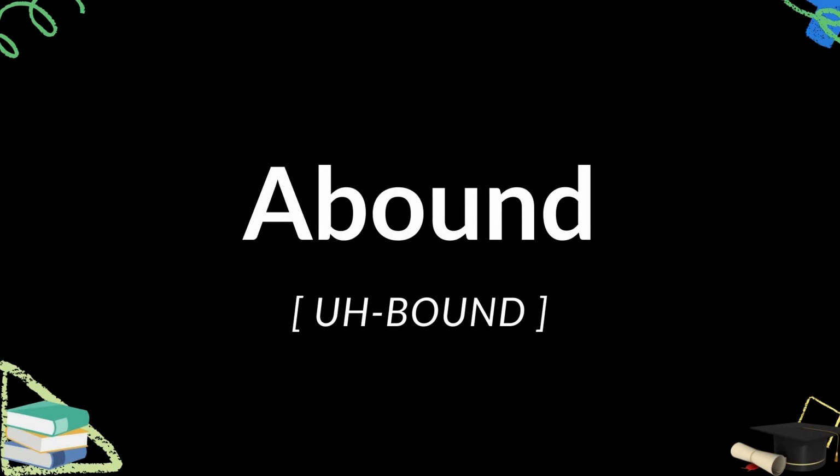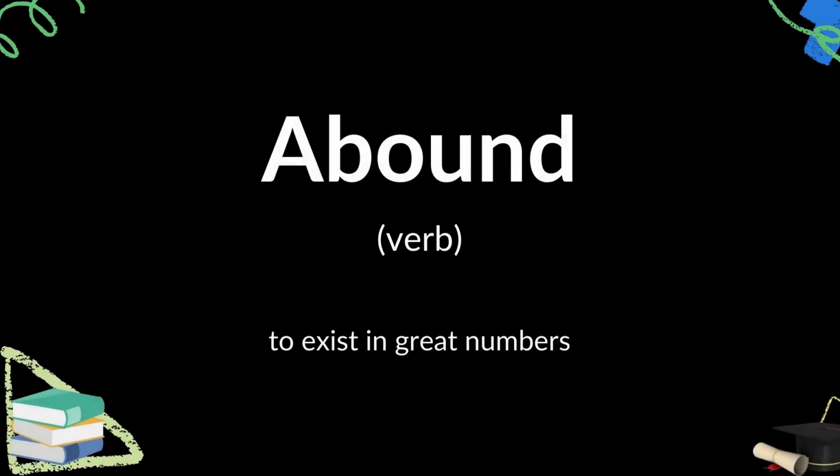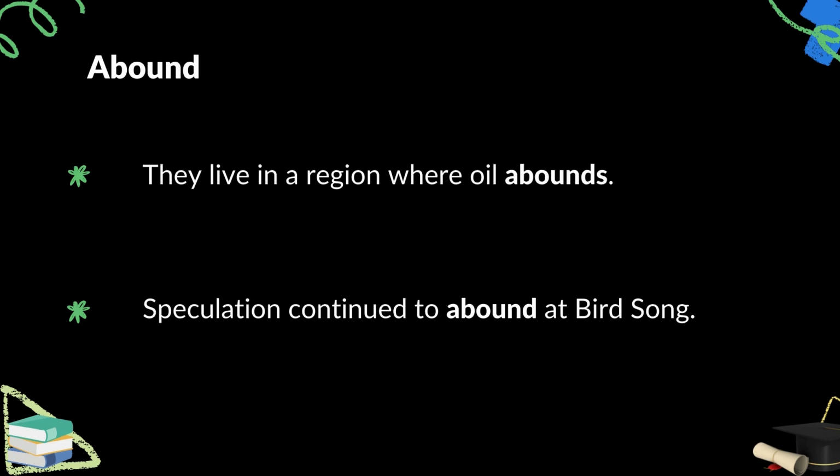Abound. Abound means to exist in great numbers. An example of abound is to collect a great many collectible stamps or other items. Some examples of abound are: 1.